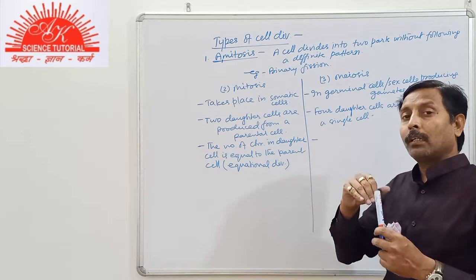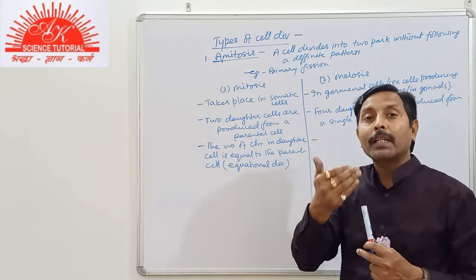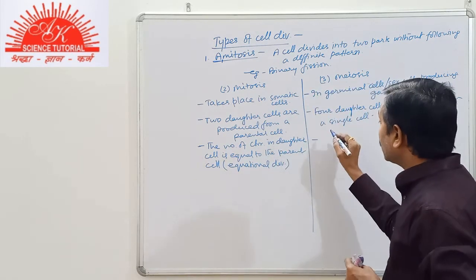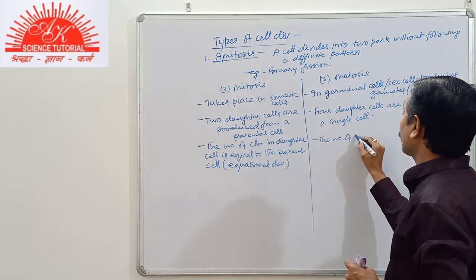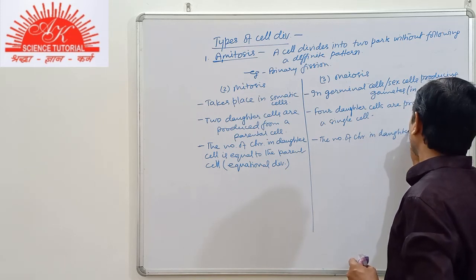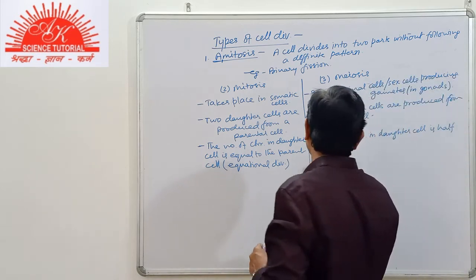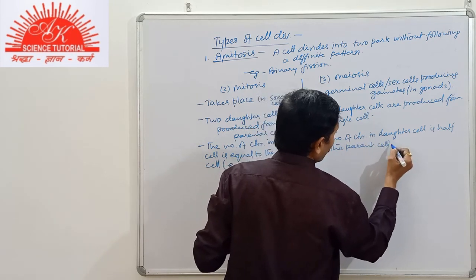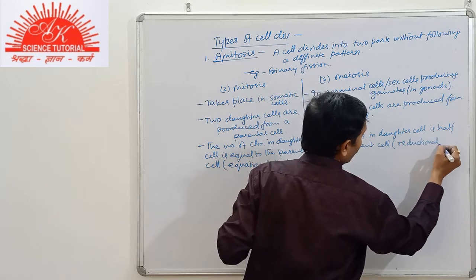So when mitosis takes place in a growing part of the body or for repair, replacement, then a similar type of cell is formed. But in this case, the number of chromosomes in daughter cells is half of the parent cell. Hence, this is called reductional division.